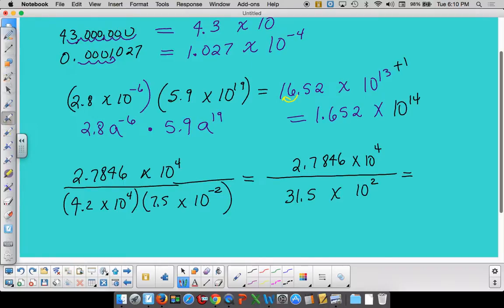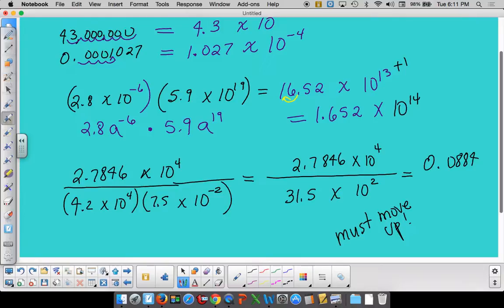Now, with scientific notation, everything must move upward. You cannot leave anything in the denominator. That's important. So what am I going to do to the coefficient numbers in front? 2.7846 divided by 31.5. I am indeed going to divide them. And if I divide that, I'm going to get 0.0884.